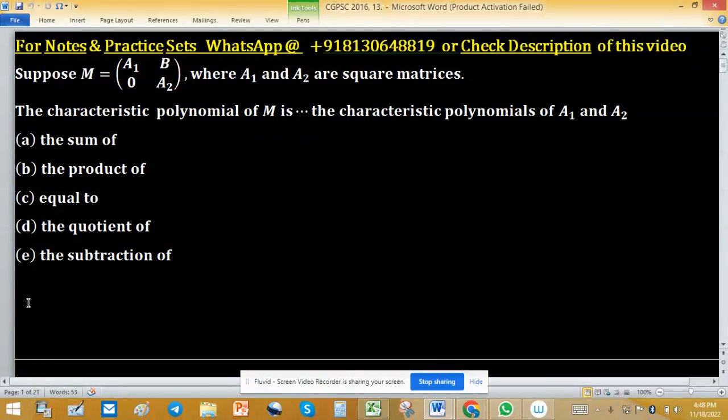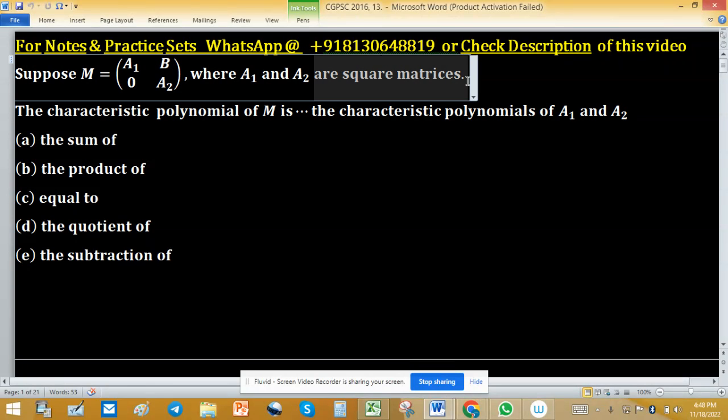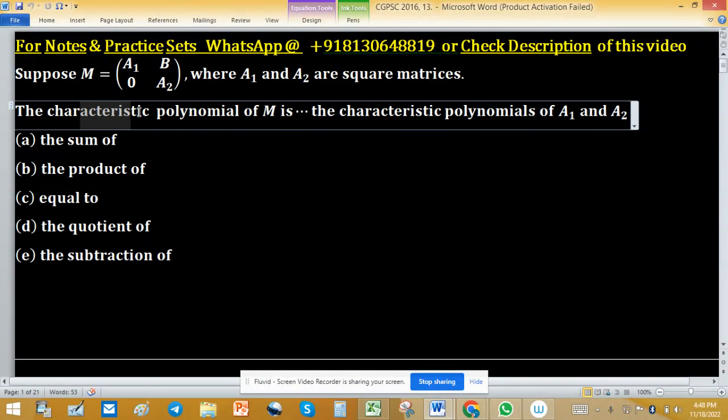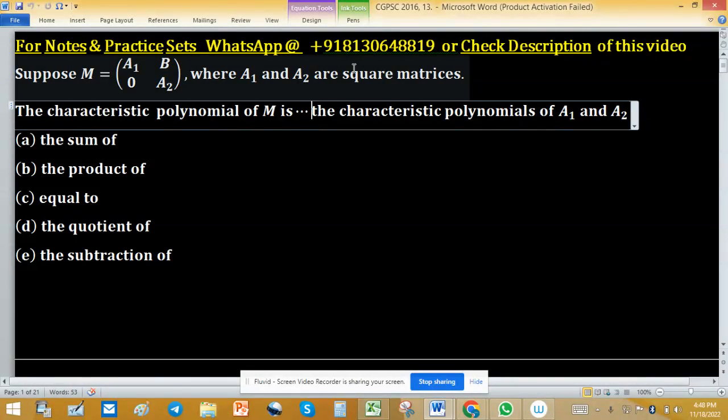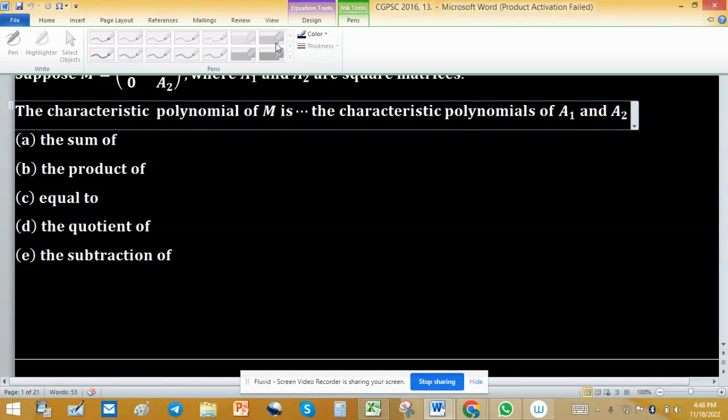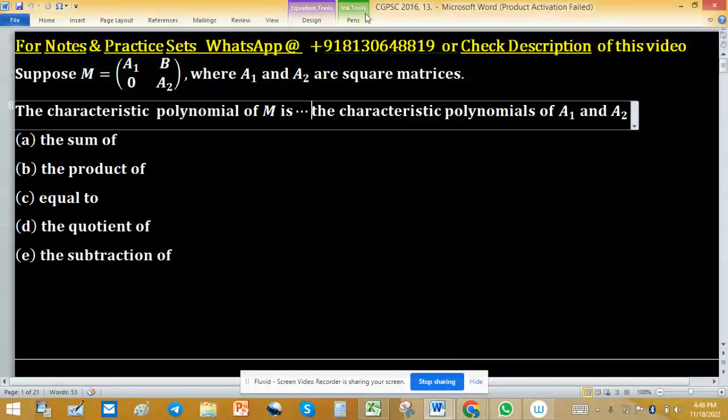Suppose matrix M is given and this is upper triangular matrix where A1 and A2 are square matrices. The characteristic polynomial of M is the characteristic polynomial of A1 and A2. This question is a fill-up type and there are 5 suggestions for us. So how to solve this problem?